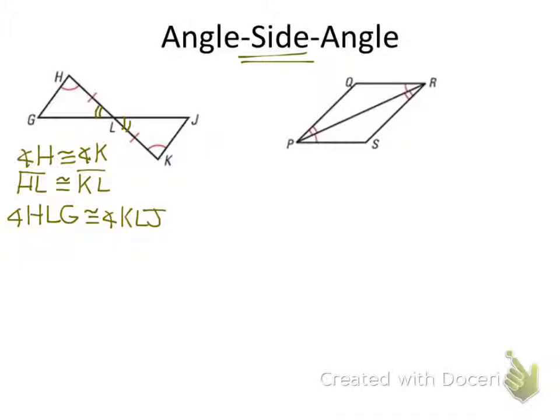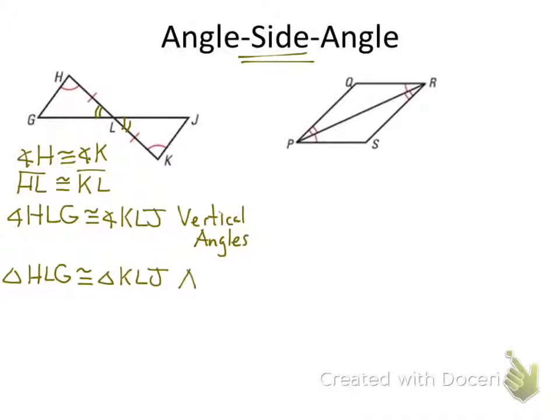And the reason for that is they're vertical angles. Now that's one we've seen already, and it's another one you're going to see. That gives you that next step. You now have enough information to say your triangles are congruent, and when I name them, I can just use the same lettering I used for the angle. Triangle HLG is congruent to triangle KLJ by angle, side, angle.